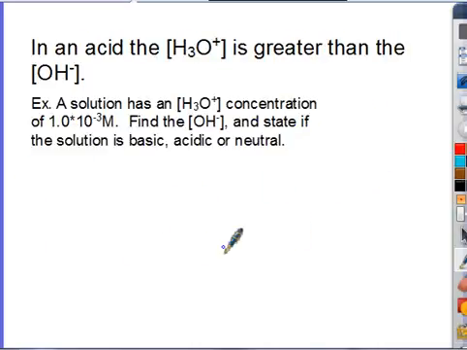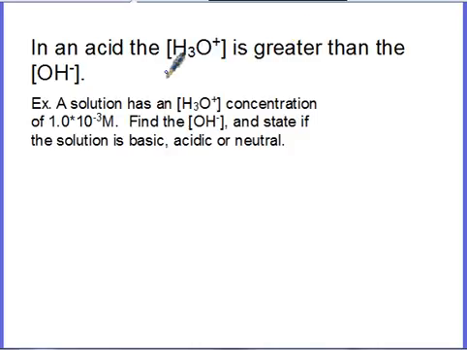In an acid, we know that the concentration of hydronium is greater than the concentration of the OH. So let's see an example here. A solution has a hydronium concentration of 1.0 times 10 to the negative third molar. Let's find the concentration of the OH. After we have these, let's compare them and state, is this solution basic, neutral, or acidic?